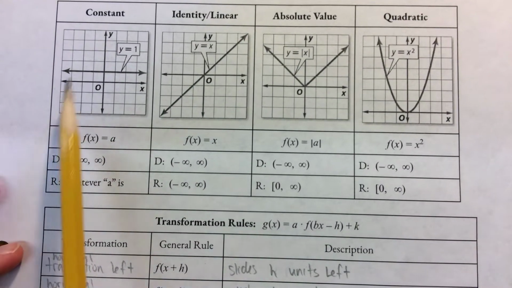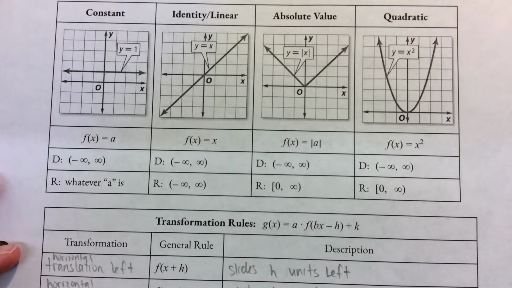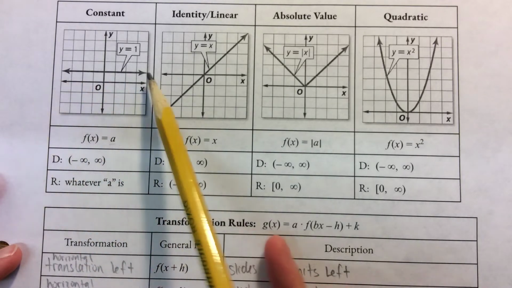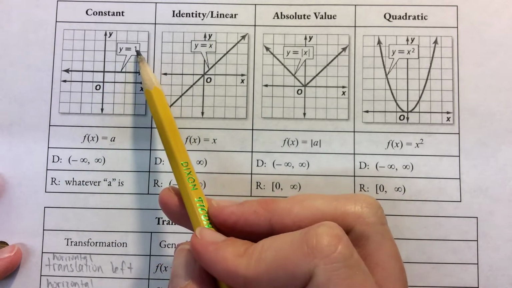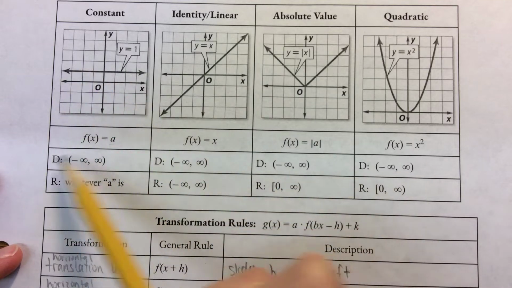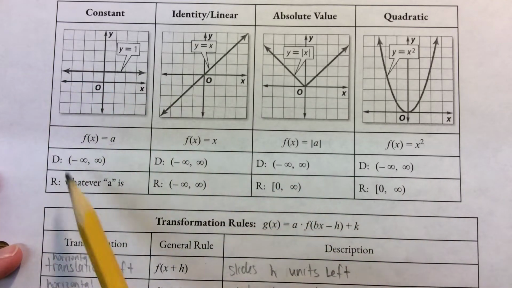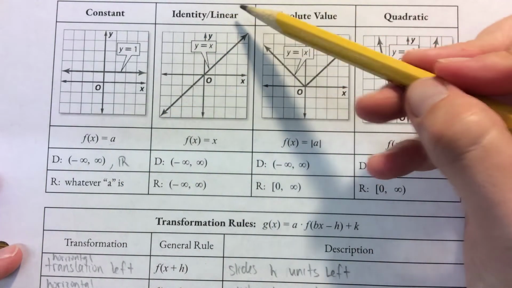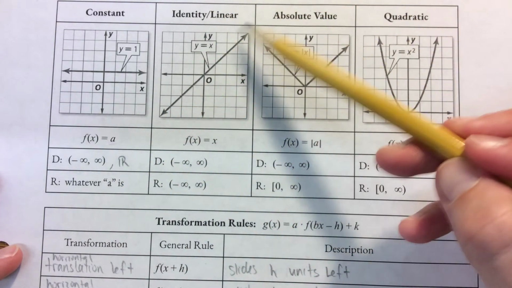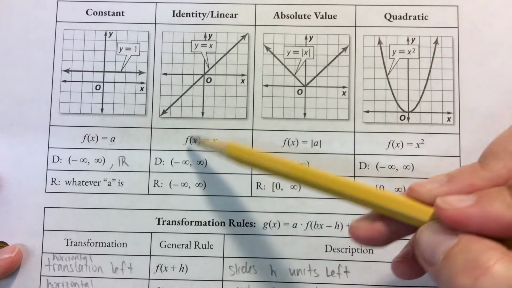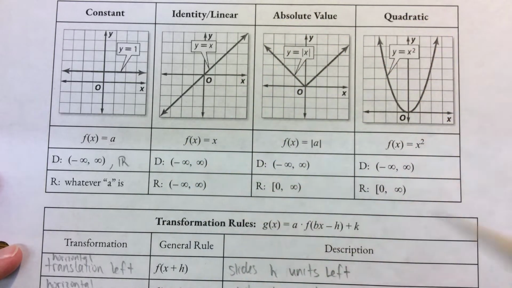So the constant function is just a straight horizontal line, and it's going through whatever number it's crossing through on the y-axis. That's what the range is going to be. And the domain is going from negative infinity to positive infinity. So you could also say that it's all real numbers here. The identity or linear function is a straight line, which looks like this: f of x equals x. Domain and range are both all real numbers.